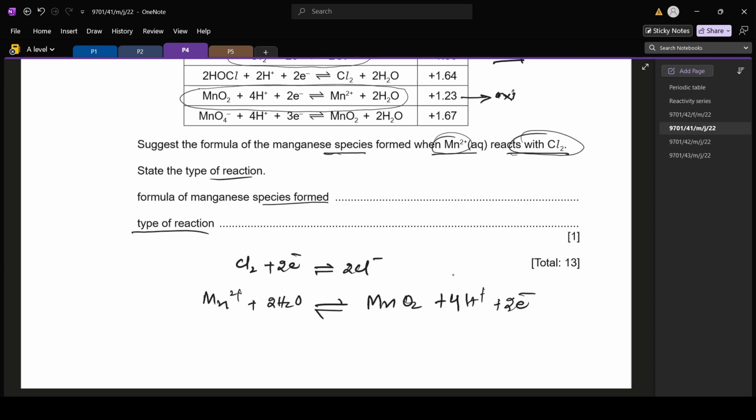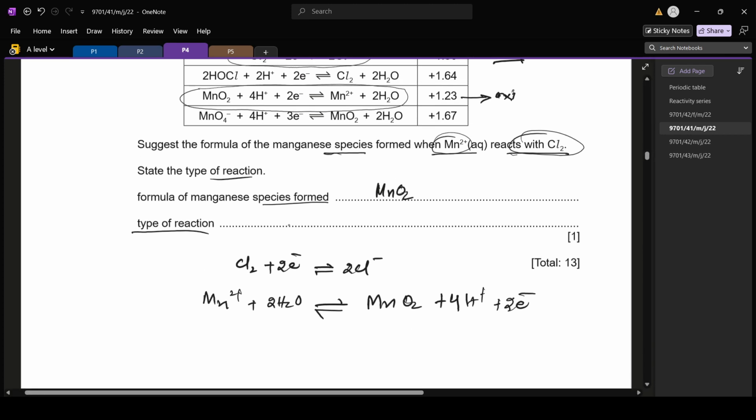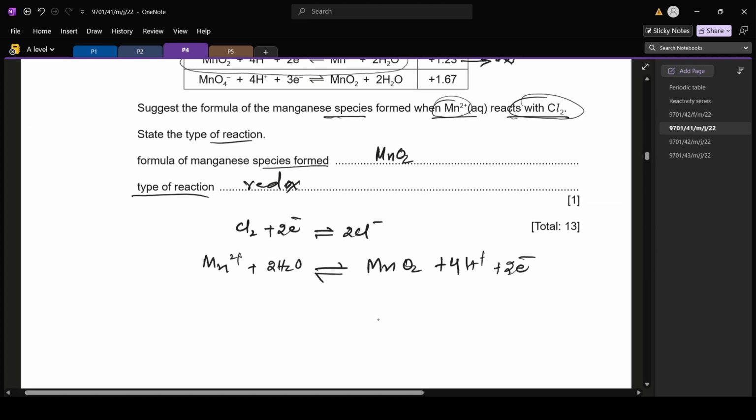So which manganese species is formed? This is manganese 4 oxide, or MnO2. And what type of reaction is this? This is a redox reaction, because the chlorine is reduced and Mn2 plus is oxidized to Mn4 plus.